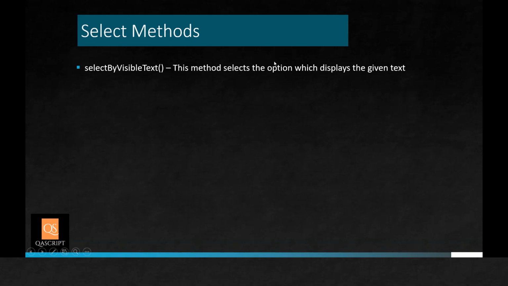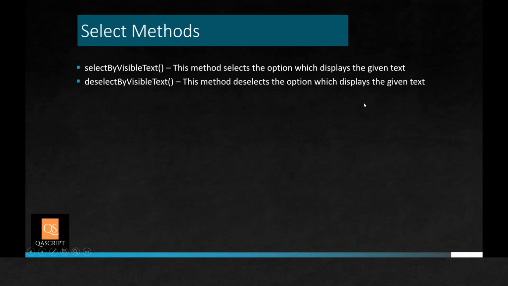There are different options in your drop down whenever you come across any drop down, and every option will have a display text. So you can use the select by visible text method in order to select the option with the given text which is displayed for that particular option. Similarly, we also have a deselect method, which will deselect the option by the given displayed text.